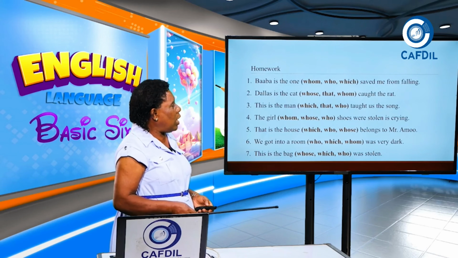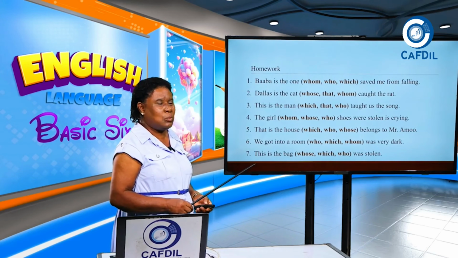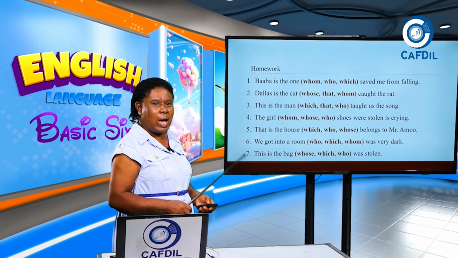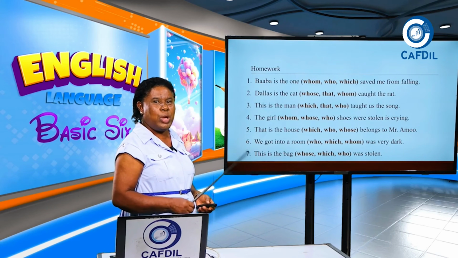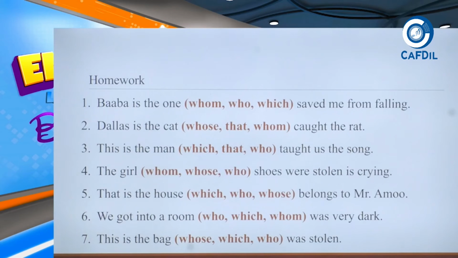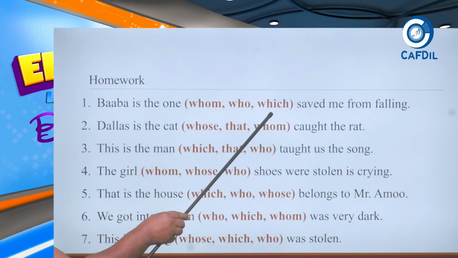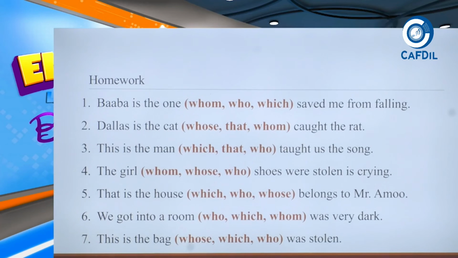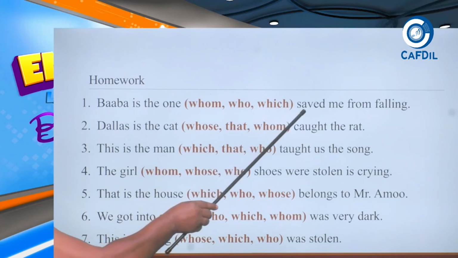Now, upon learning all these things, we want to take homework to the house to try our hands on it to see how best we can understand the lesson. So homework. 1. Baba is the one, and you have in the brackets whom, who, which, saved me from falling. You have to read through carefully and select the correct relative pronoun.